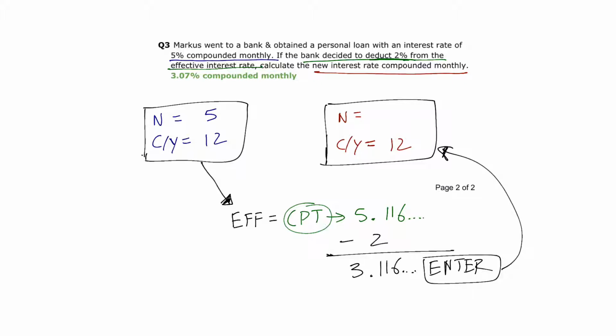The only thing you'd have to go to is CY didn't change, so go to N. Why am I calling it N? Nominal. And calculate nominal at this point. And you should get 3.07 something.